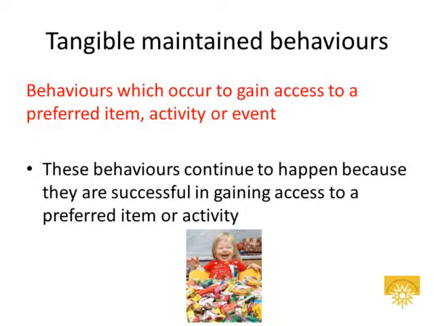Tangible maintained behaviours are behaviours which occur to gain access to a preferred item, activity, or event. And these behaviours continue to happen because they're successful in gaining access to a preferred item. So if you think in terms of 2 children playing in the play area, one child walks up to another, they snatch a toy off the other child, they gain access to that toy, they get to play with it. This behaviour of snatching has served the function of tangible access and has been maintained by the fact that the child got access to that toy. It was easy, it was quick, it worked, it was effective.